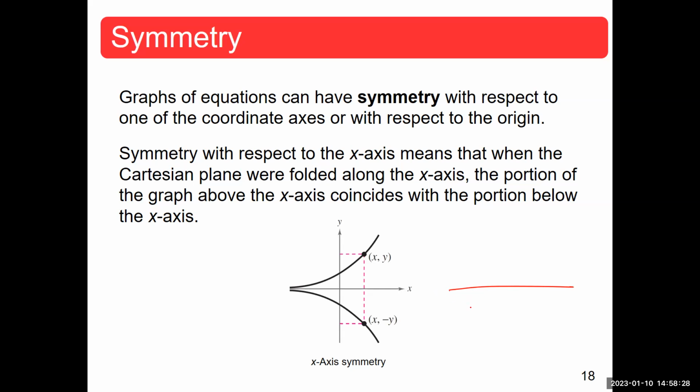So if I have, like here they are showing on the book, if I have this shape, and this is the x-axis. X-axis, you can imagine this is like a mirror. When you have a mirror, what is the reflection? This is the reflection. So this is called symmetry. We're going to call it reflection. So the reflection about x is the symmetry about x-axis.